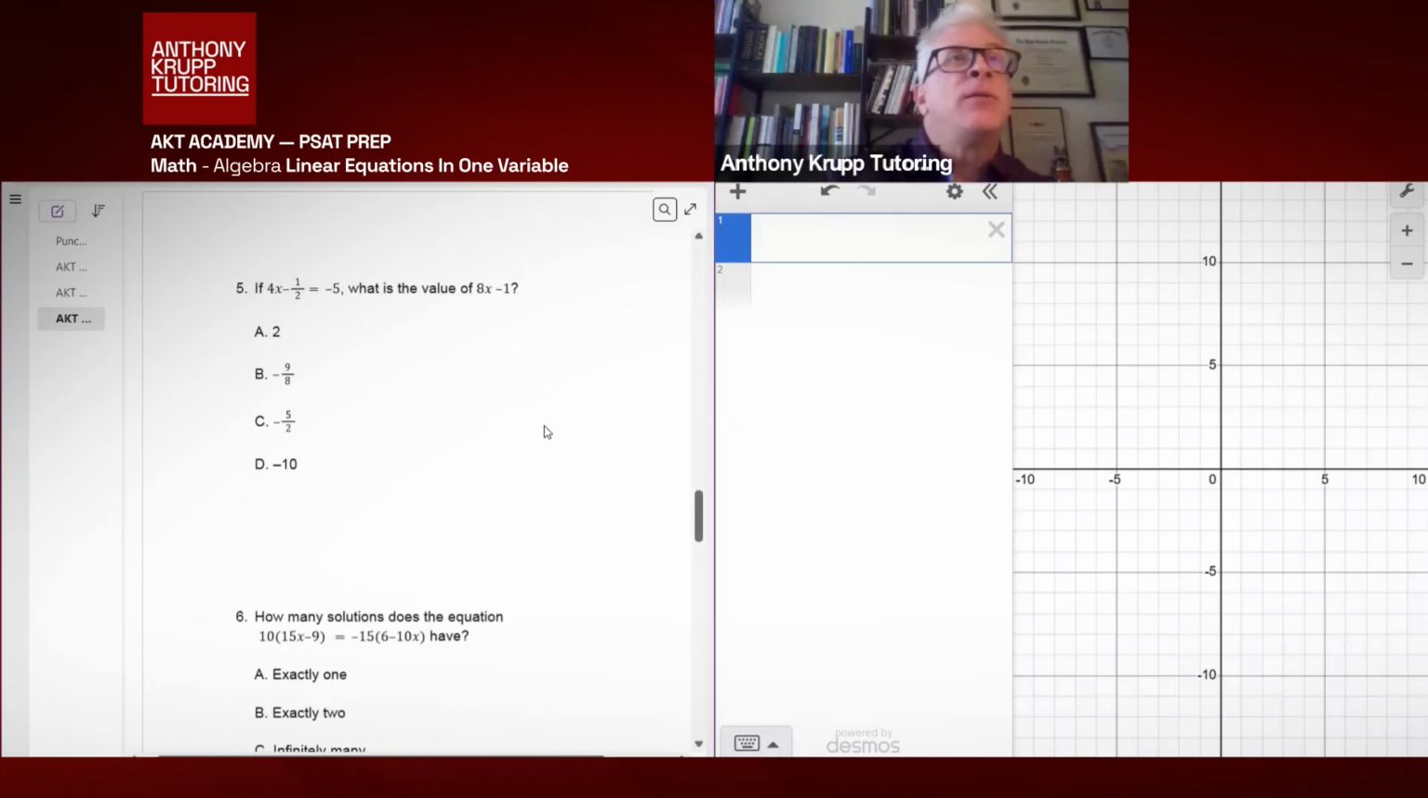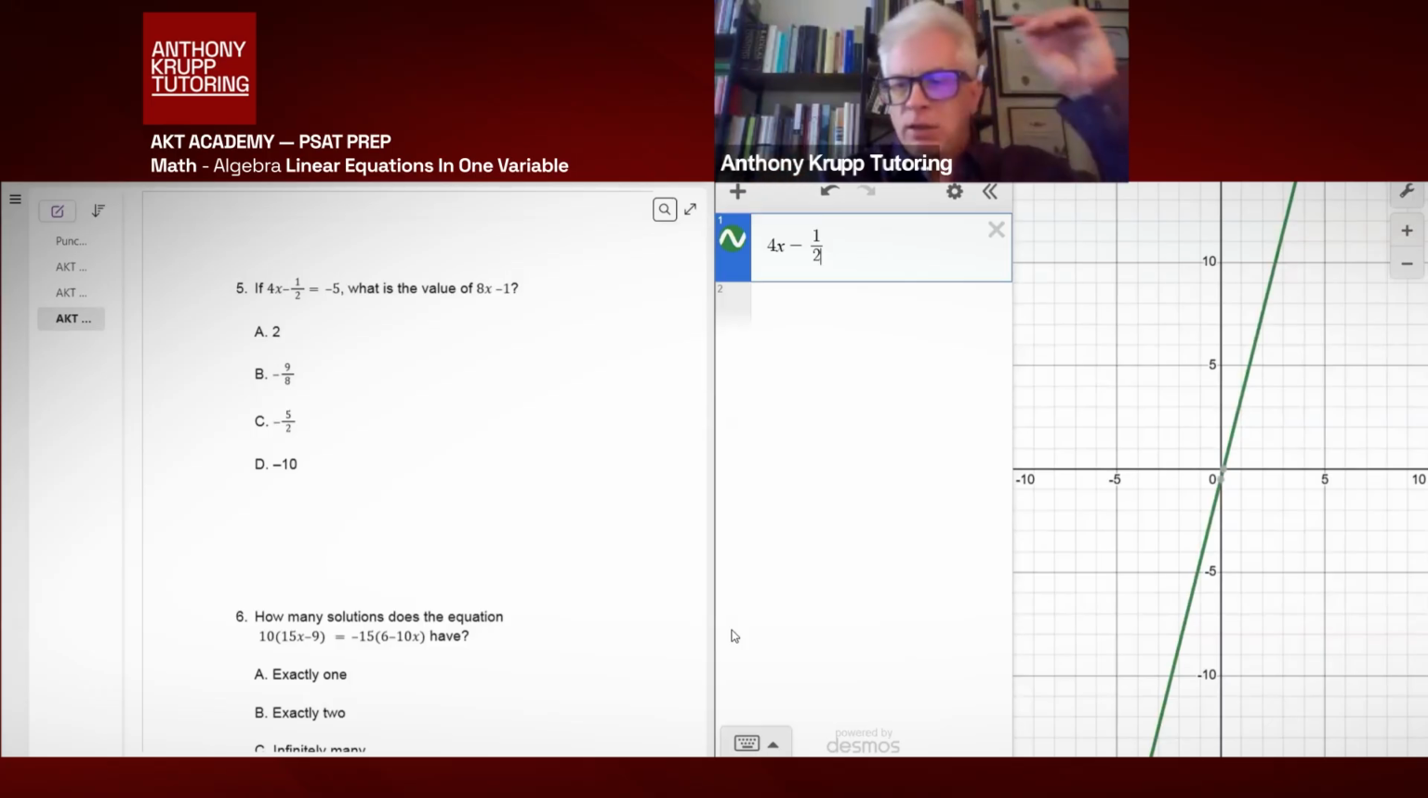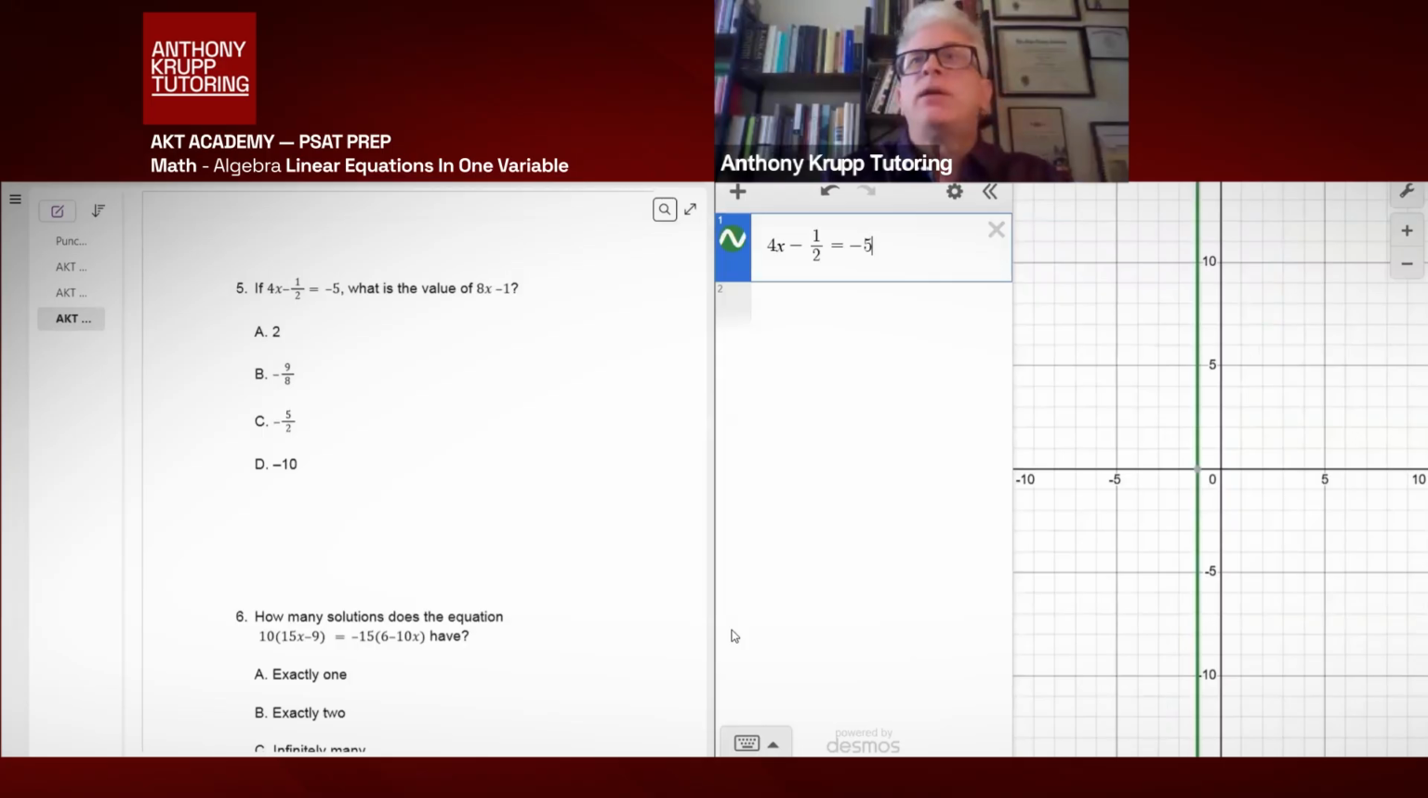Two ways to do this. Let's do the Desmos way first. Why not? Okay, so we have 4x minus 1/2. That's exciting. Move the space over 1 before you hit equals. Boom. -5. Yay. Okay, good. So what's the deal here? Boom. Here's our answer, right? What an ugly answer. That's gross.